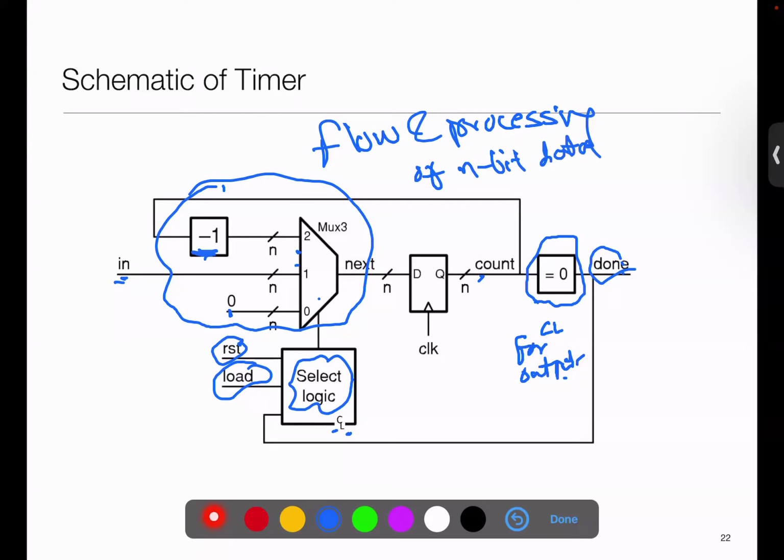The trick with these kinds of problems is to see what my data variables are and how they are flowing on every clock tick. Everything else, which controls how those data variables, the n-bit variables, are flowing and being processed, goes into the logic sitting on the side.